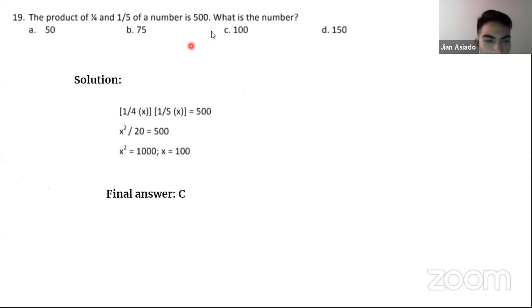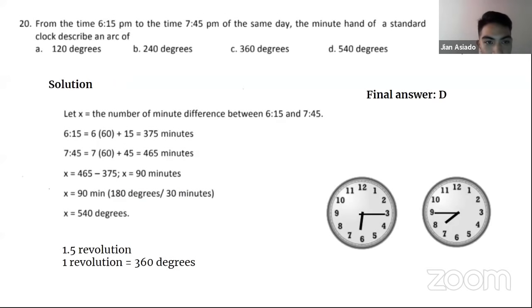Okay, number 19 naman, the product of 1/4 and 1/5 of a number is 500. So what is the number? So 1/4 daw nung number and 1/5 nung number, yung product nila pag pinag-multiply mo 500. So here's the equation. And then this is pretty simple lang din. 4 times 5, 20. So x squared over 20 siya, equal to 500. So multiply with 20, square root. And then we get 100. Letter C.